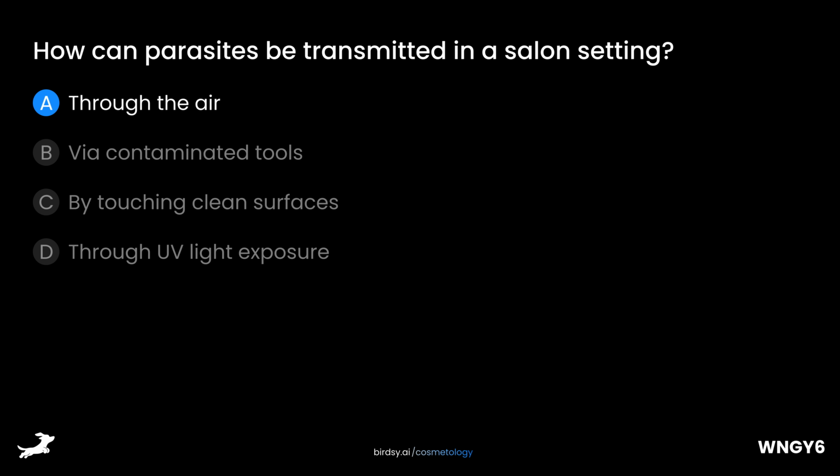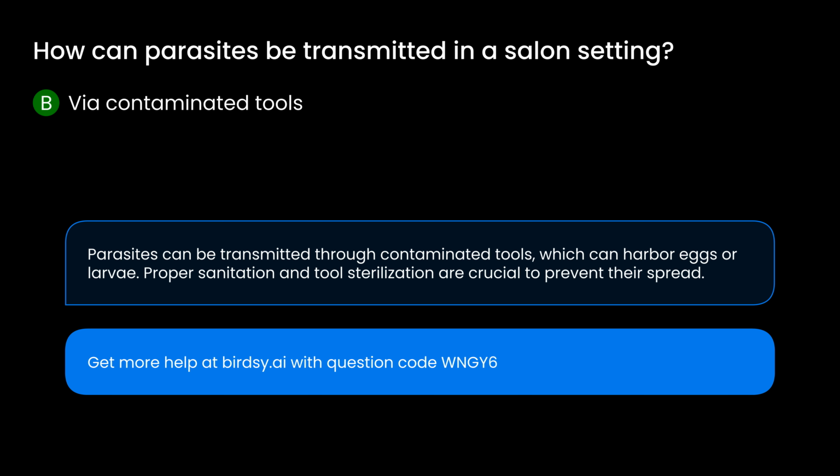How can parasites be transmitted in a salon setting? Is it A, through the air, B, via contaminated tools, C, by touching clean surfaces, or D, through UV light exposure? The answer is B, via contaminated tools. Parasites can be transmitted through contaminated tools, which can harbor eggs or larvae. Proper sanitation and tool sterilization are crucial to prevent their spread.